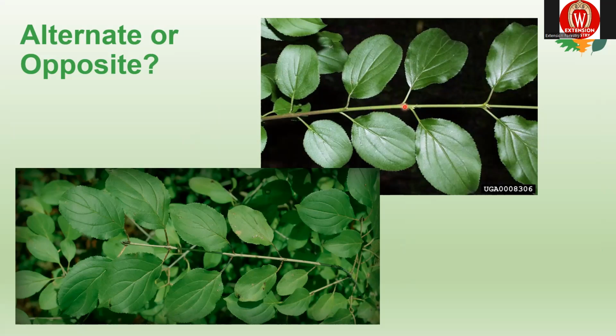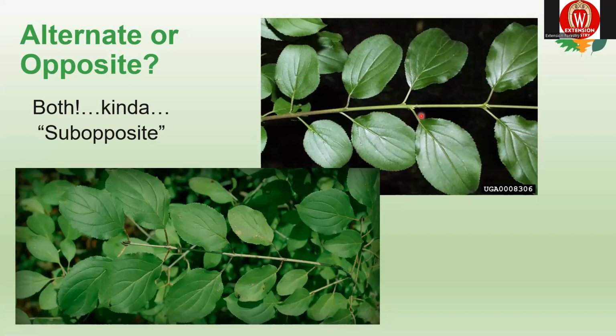So buckthorn is a strange exception that has what we call subopposite branching, and this will actually help us with IDing it because it's really the only thing that has this sub-opposite branching, basically, where it's opposite, but sometimes not quite opposite. And it's the only one that does that. It really helps you identify it, any time of year, even in the winter. So we'll talk about that more later.